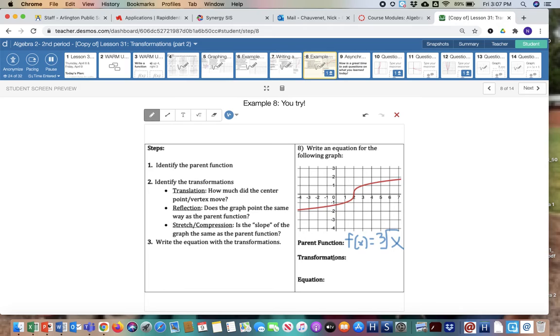And then, what's my transformation? Well, what did it do? It should be at 0, 0. It went right 2. So that's my transformation. We went right 2. Okay? All right, so what's my equation?